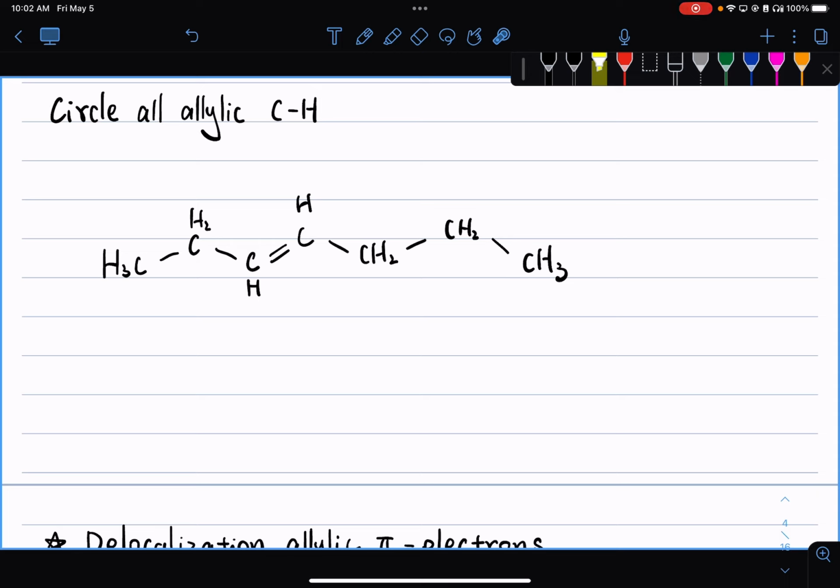All right, so if we look at this molecule here, what are the allylic CH we have in this molecule? They are the CH groups right adjacent to the double bond. So if we think about it, these two CH groups are my allylic CH. These two CH groups are my allylic CH. So we're looking at CH, or radical, or cation, or anion that's adjacent to a double bond.